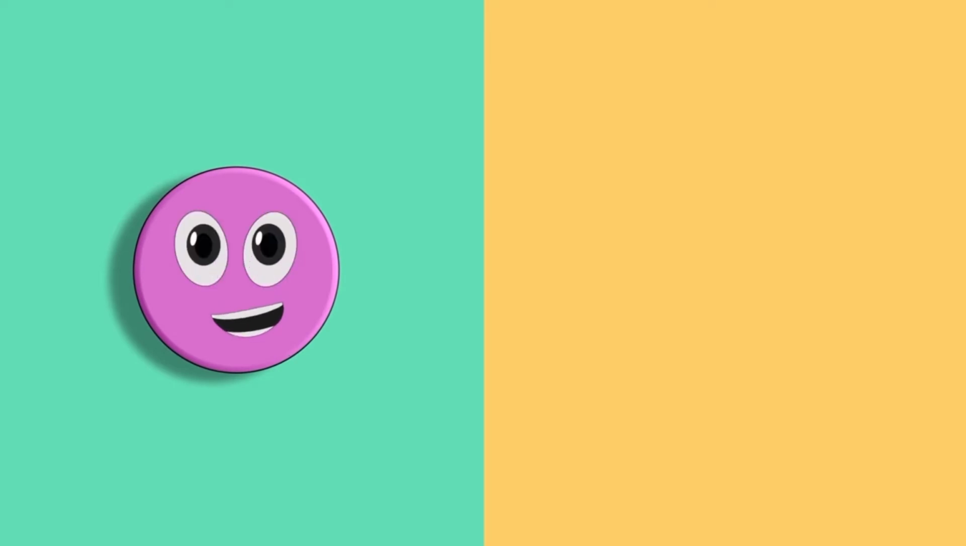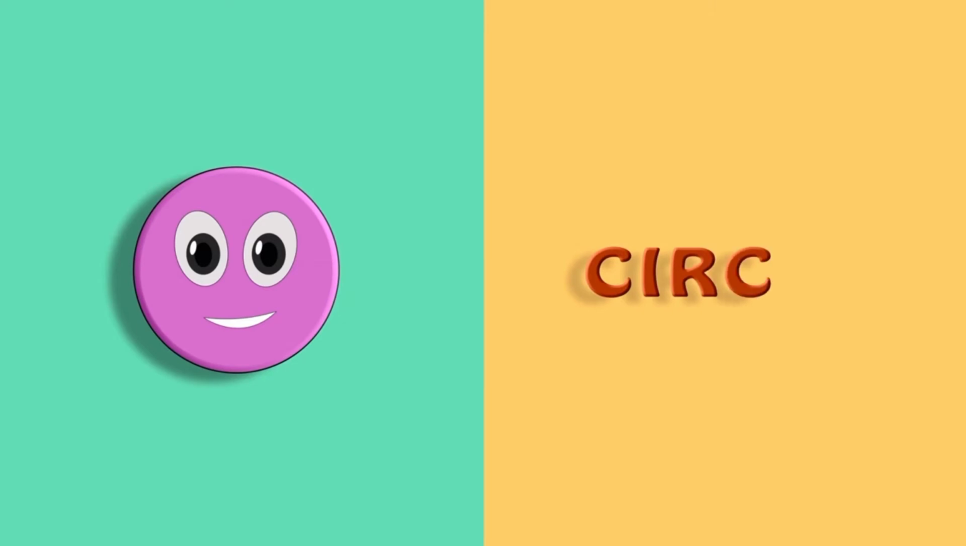So here comes our first shape. Which shape is it? Any guesses? It's a circle. Let's spell it out. C-I-R-C-L-E. Circle.